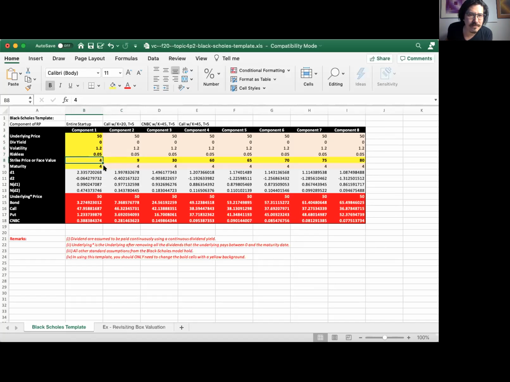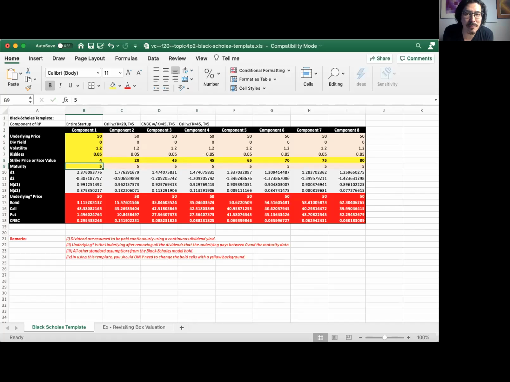Are we okay with this so far? Time to maturity is the anticipated exit date, 5. That one is good. So far, so good. When you have the entire startup, the number you put here is irrelevant. Put any number you want. It does not matter. So I'll just leave it at 4. But for everything else, you want to use the right K. So K equals 20, K equals 45, K equals 45, because those are the strike prices. So 20, 45, and 45.